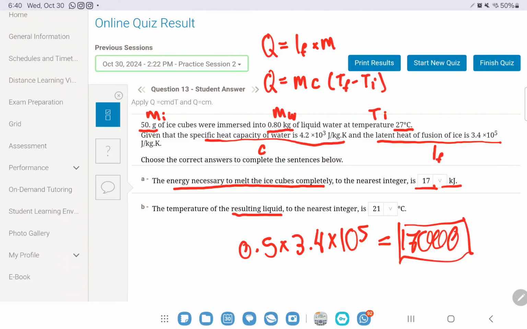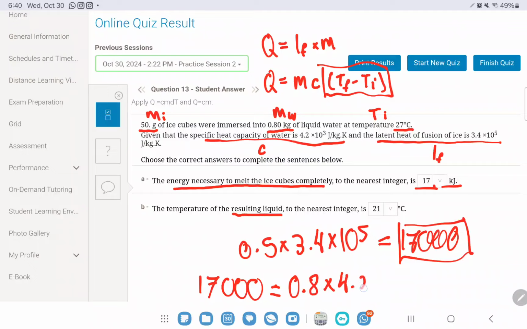Okay? So first, let's find what's delta T. So we're gonna use the 17,000 times M, we use now 0.8, C, we use 4.2 times 10 power 3 times delta T. We put all this in our calculators.